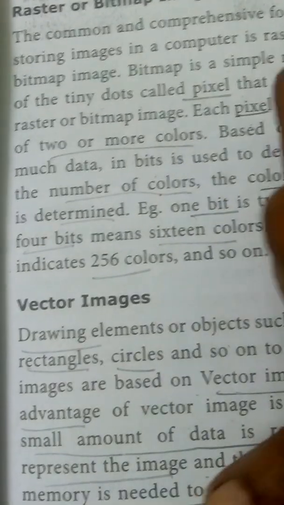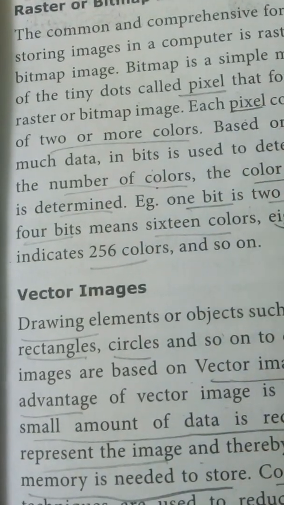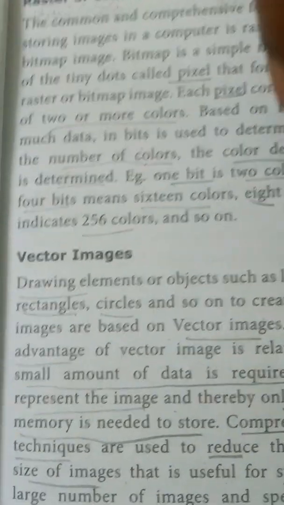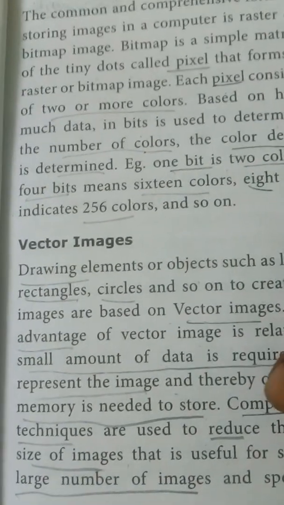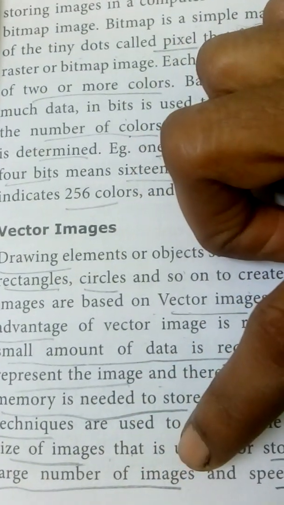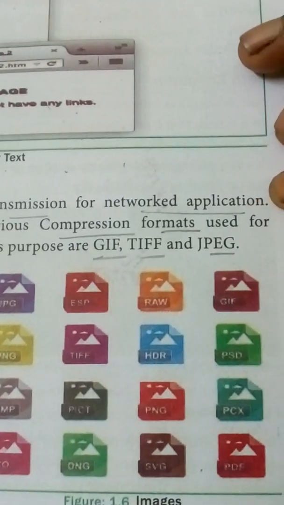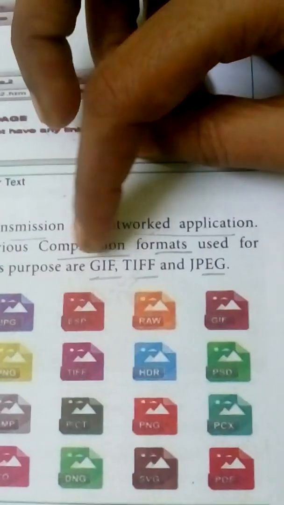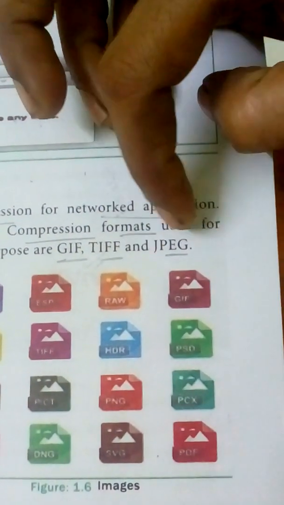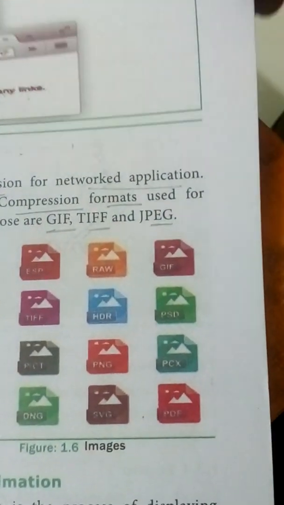Compression techniques are used to reduce the file size of an image. If we take a big image, it will be compressed and stored in our memory. That is useful for storing a large number of images and speeding transmission in network applications. What are the compressed formats? GIF, TIFF, JPEG.